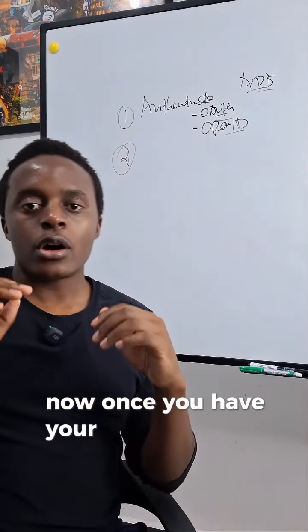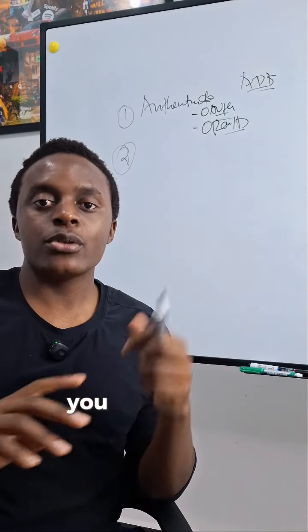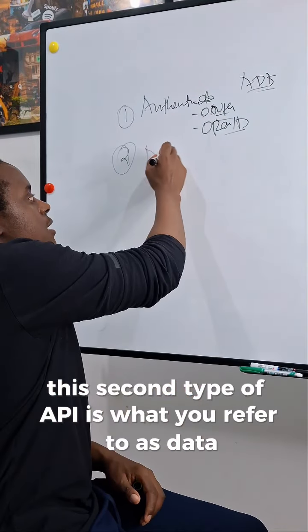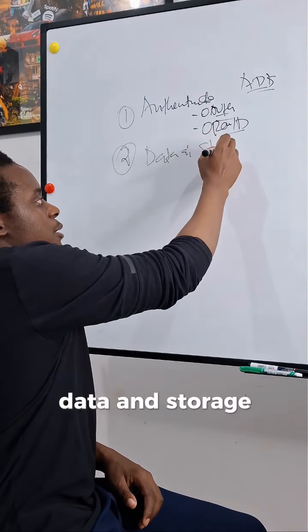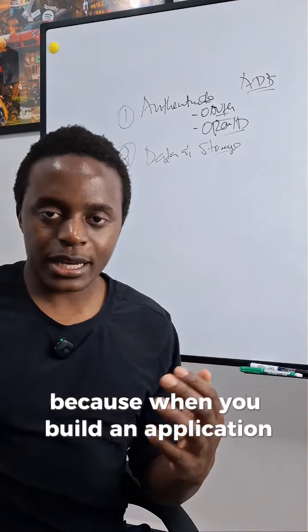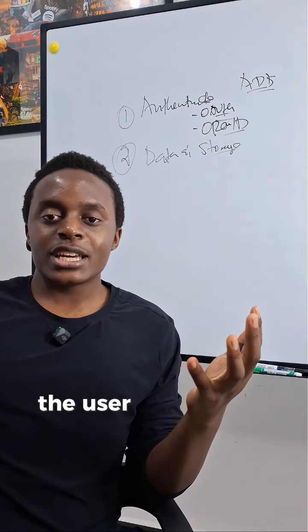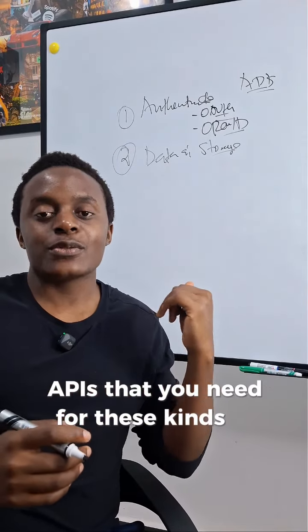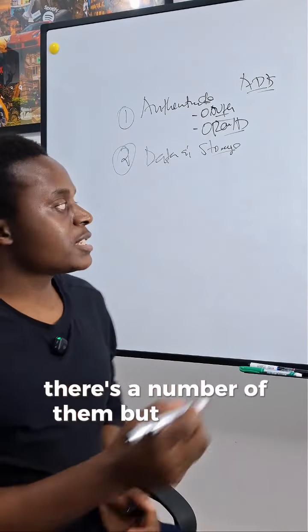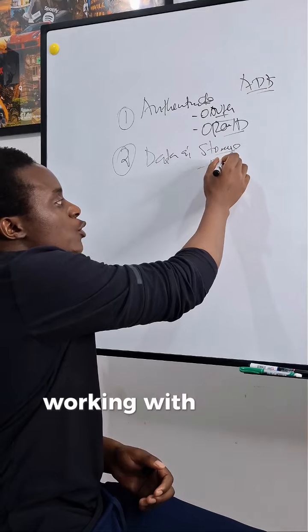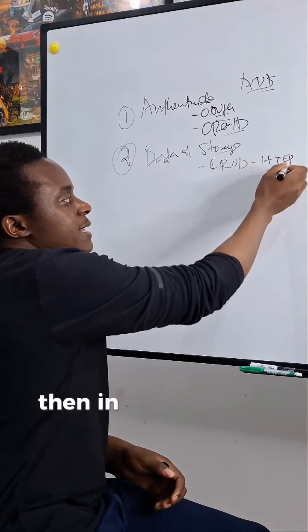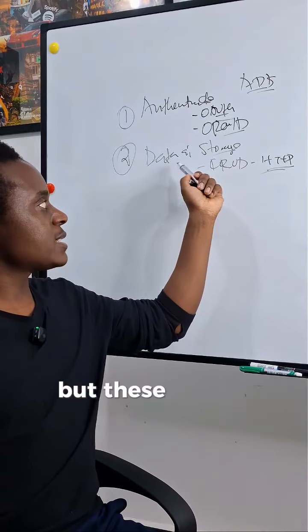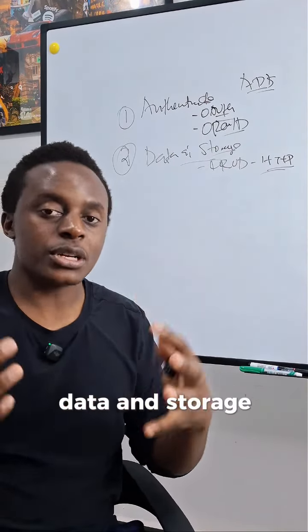Now, once you have your authentication and identity API set up, you also need a second type of API. This second type of API is what we refer to as data and storage APIs. Because when you build an application, you need a way to store the user information that you get, you need a database, everything. There are APIs that you need for these kinds of storage as well. There's a number of them. But if you're comfortable with working with CRUD over HTTP, then in this case, you're already set up for any application that you're trying to build. But these are the kinds of other APIs that you need, data and storage APIs.